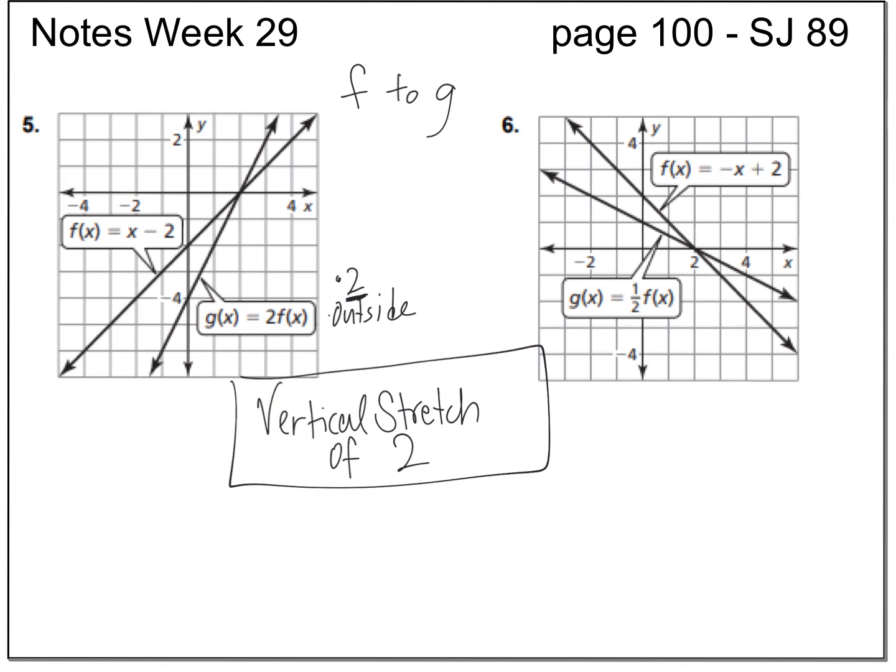Okay, moving on to the next one. Here I have f of x, and I'm multiplying by 1/2. Okay, so let me put that out here. I'm multiplying by 1/2. Where is this 1/2 at? Is it on the outside or the inside? It's on the outside. So multiplying by 1/2 on the outside is a vertical stretch or shrink. And it is what it is, so 1/2 is between 0 and 1, so it's a vertical shrink of 1/2.